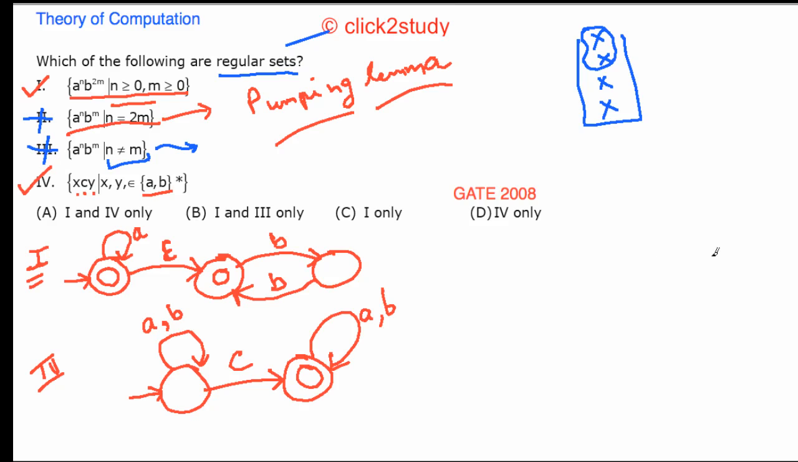It can be done with a finite state machine, and that means only 1 and 4 are regular, so option A is the correct choice.